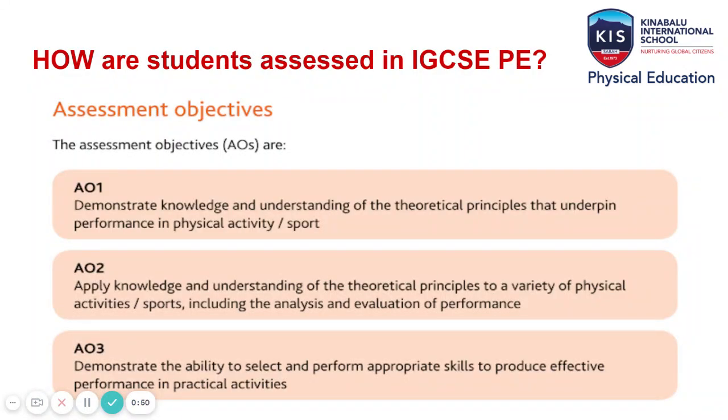Finally, taking a look at how students are assessed in IGCSE PE. So the three objectives here are covered within the two aspects of the course, the theory and the practical. AO1 demonstrates knowledge and understanding of the theoretical principles that underpin performance. And AO2 applies knowledge and understanding of the theoretical principles to a variety of physical activities and sports, including the analysis and evaluation of performance. So AO1 and AO2 relate to the theoretical elements.